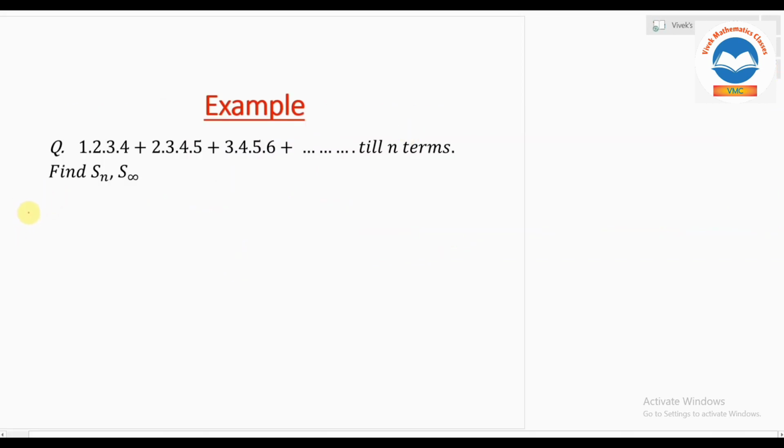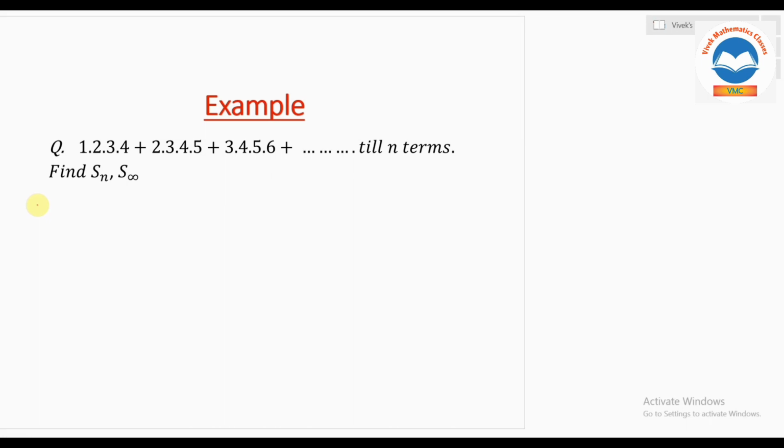If they have given a question 1 into 2 into 3 into 4 plus 2 into 3 into 4 into 5 plus 3 into 4 into 5 into 6 and so on up to n terms. So they are asking Sn. So if you see here, first term is 1, 2, 3, 4. All these are in AP. Again, second term they have given 2 into 3 into 4 into 5. All the factors 2, 3, 4, 5 are in AP. Same like this, third term also they have given 3 into 4 into 5 into 6. All the four factors are in AP.